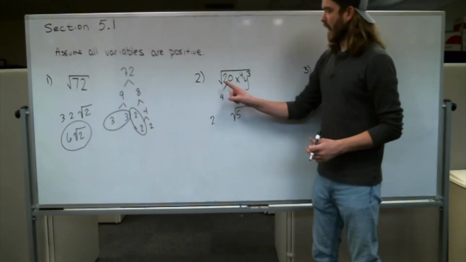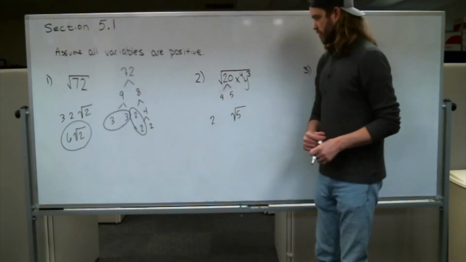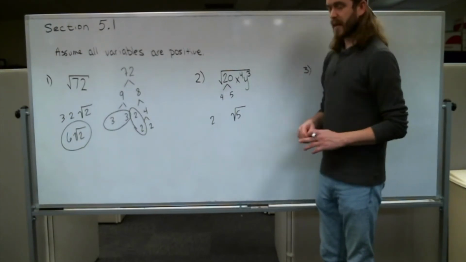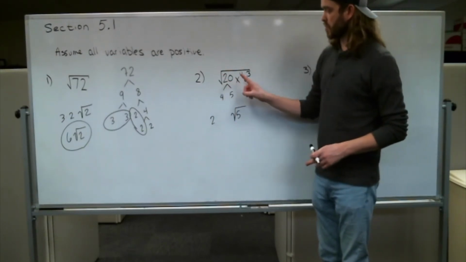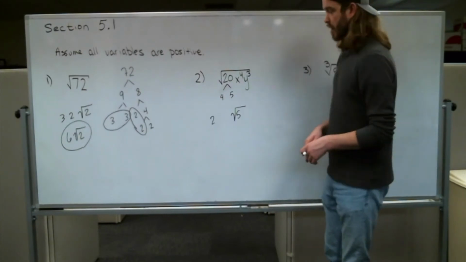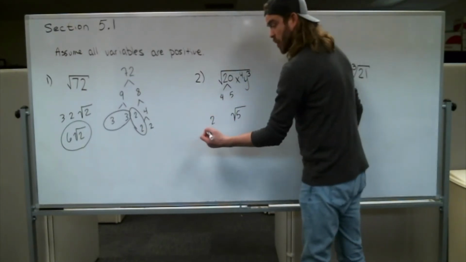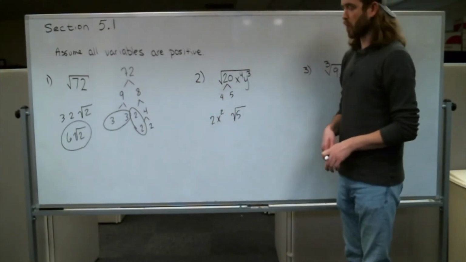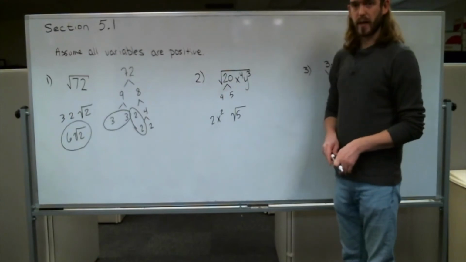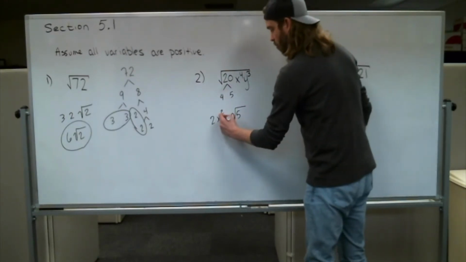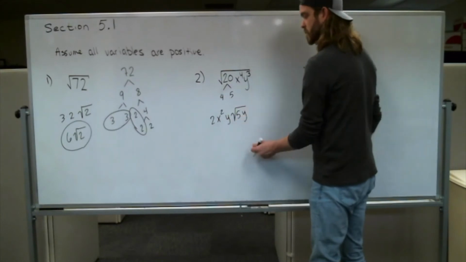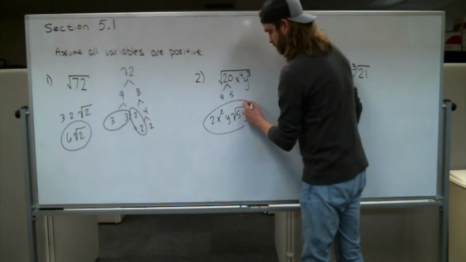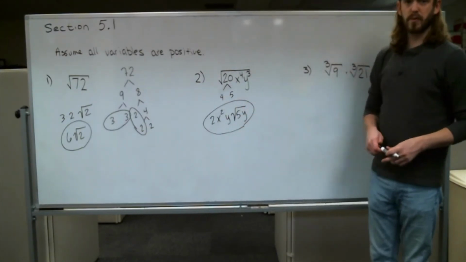Now remember that our index, which is the number that's in the crook of the radical, is 2 when we're dealing with square roots. So the next thing that we want to ask is how many times does 2 go into 4? Right? 2 goes into 4 2 times with no remainder, so we can pull out x squared. Now we're going to do the same thing for the y's. How many times does 2 go into 3? 2 goes into 3 one time with a remainder of 1, so we pull 1 y out, and we'll leave 1 y on the inside. And that's our answer. 2x squared y times the square root of 5y.